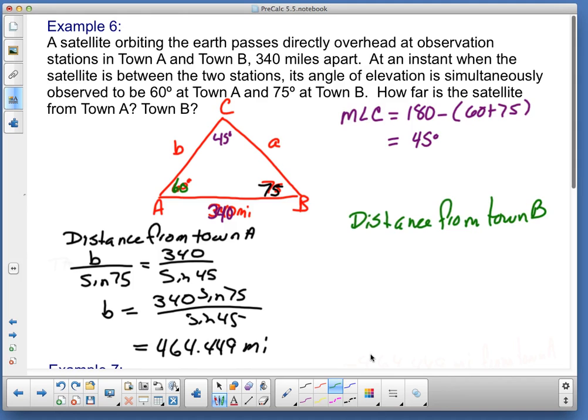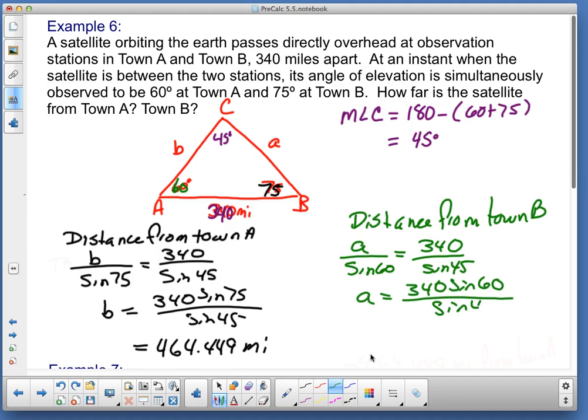So we got our distance from town B, which is going to be A sine of 60 is equal to 340 sine of 45. So A is equal to 340 sine of 60 all over sine of 45. And pop that in our calculator, 416.413 miles.